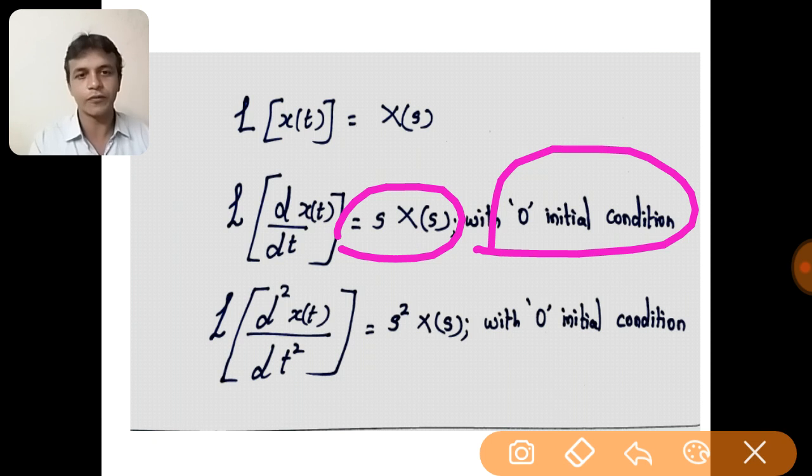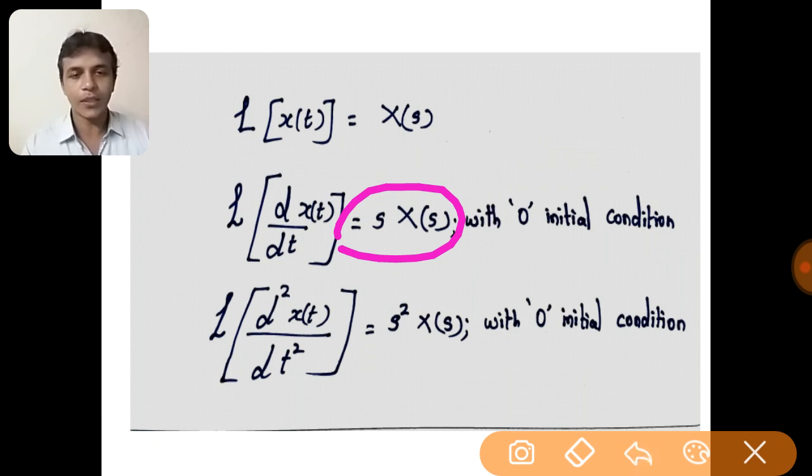our main aim is to find the transfer function, and the definition of transfer function is the ratio of the Laplace transform of the output under zero initial condition to the Laplace transform of the input under zero initial condition. So under zero initial condition, that condition should not be forgotten.